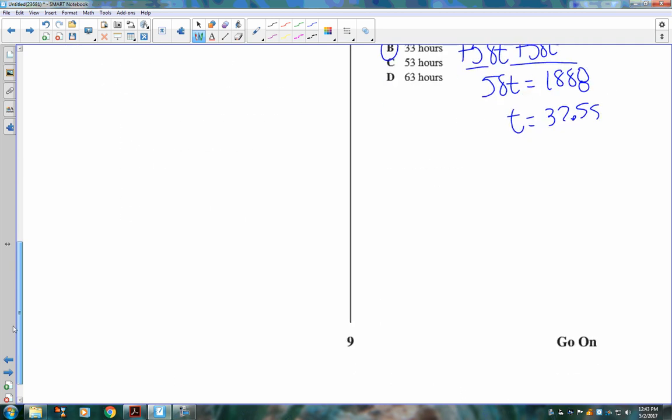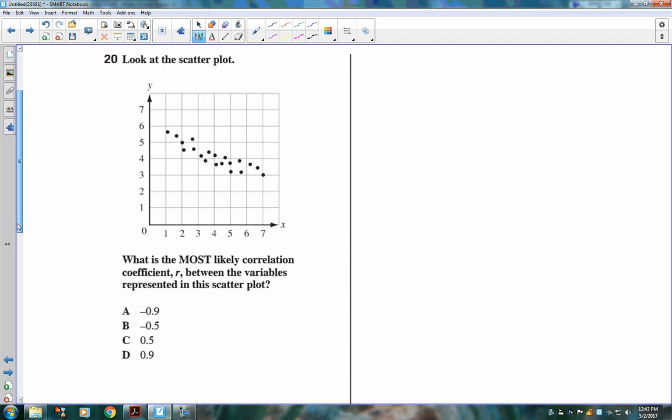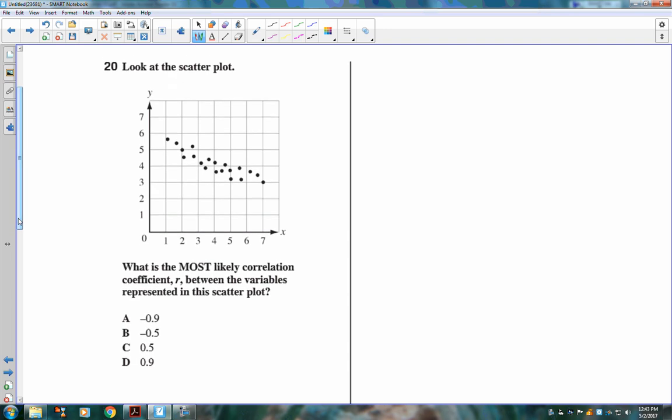And the last one, number 20. Okay, we're trying to estimate the correlation coefficient for this one. It's going down, so that definitely eliminates D and C. And they're pretty tight. This is a pretty tight correlation. The tighter it is, the closer it is to 1 or negative 1. In this case, negative 1. So negative 0.9 is closer to negative 1.